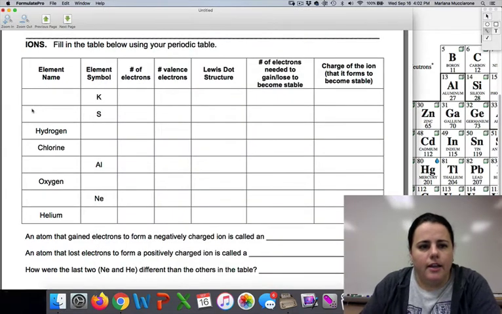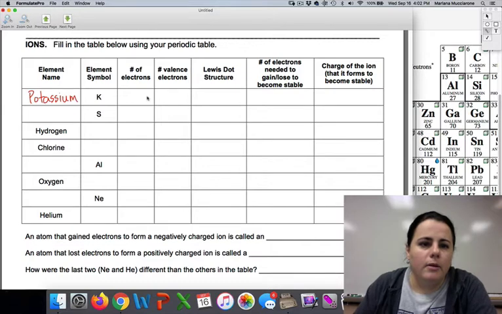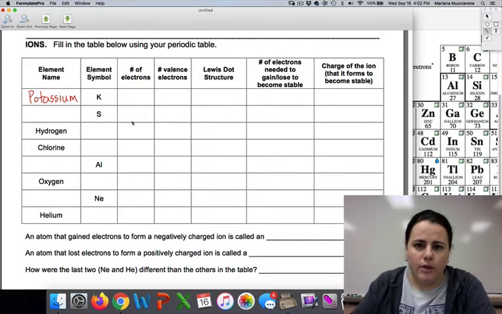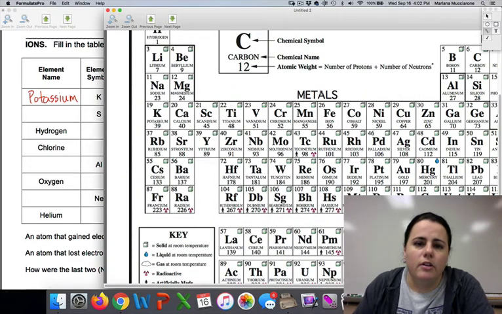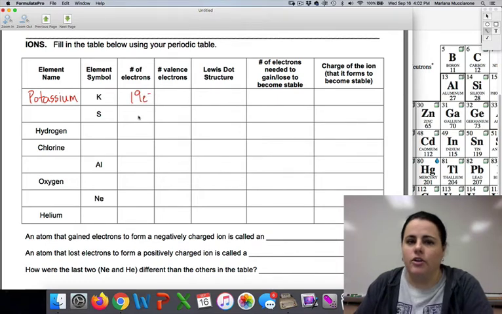So let's go back and put in potassium, and I need to put down the number of electrons that potassium has. Well, if you remember from the previous parts, the number of electrons equals the number of protons in a neutral atom, and the top number is the number of protons, so I have 19 positives, so I have to have 19 negative electrons, and that's how many potassium has.